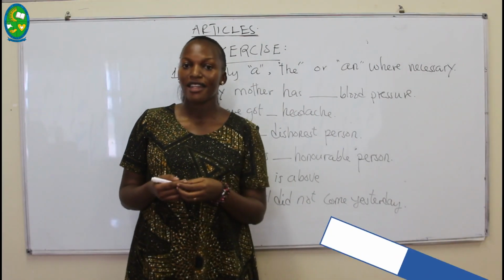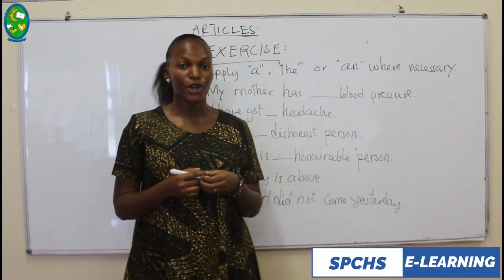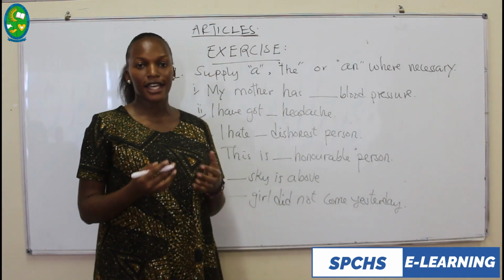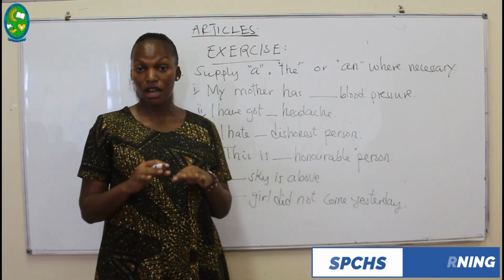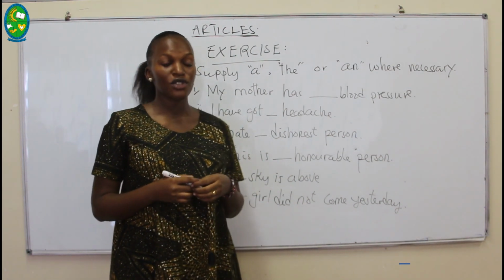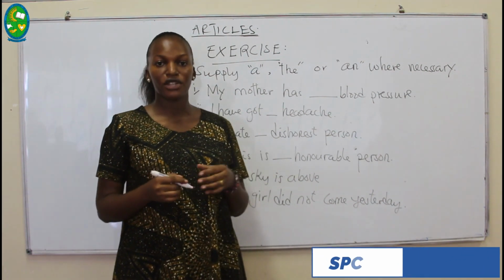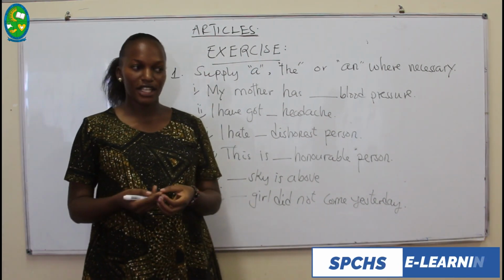For the recap, the article the is used with both singular and plural nouns. For instance, I can say the book and the books, they're all correct. When we talk about the indefinite articles a and an, they are used with only singular nouns. We say a book, but not a books. So that's the summary of the session.